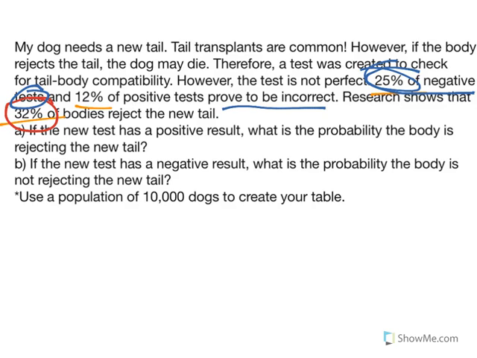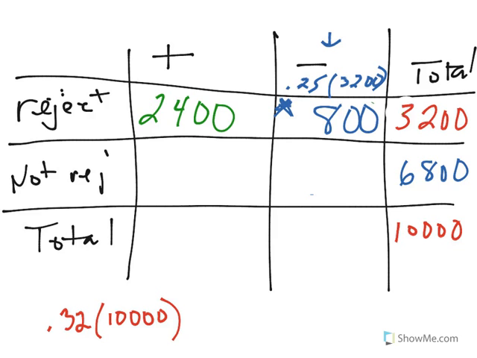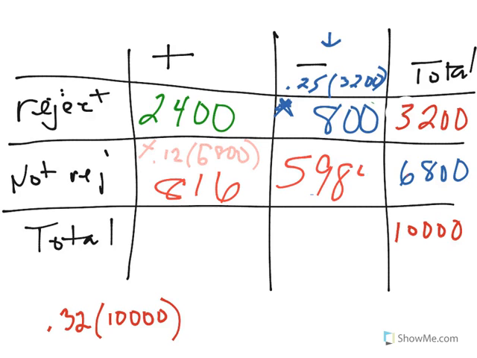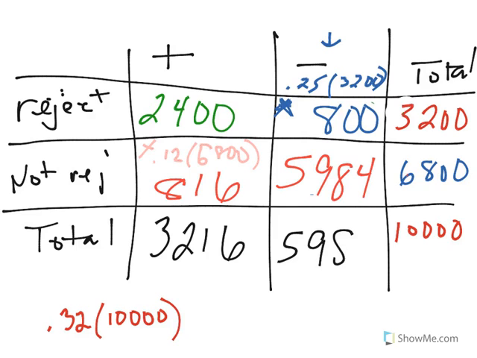Same process. Let me change colors here. 12% of positive tests are wrong. So positive tests, we know they're wrong if that's not rejected. So that is the 12% of 6,800, because again, that's the horizontal line it's in, which gives us 816. 6,800 minus 816 gives us 5,984 in our table. We now do our totals vertically, 3,216 and 5,984. So that's how you create your table.